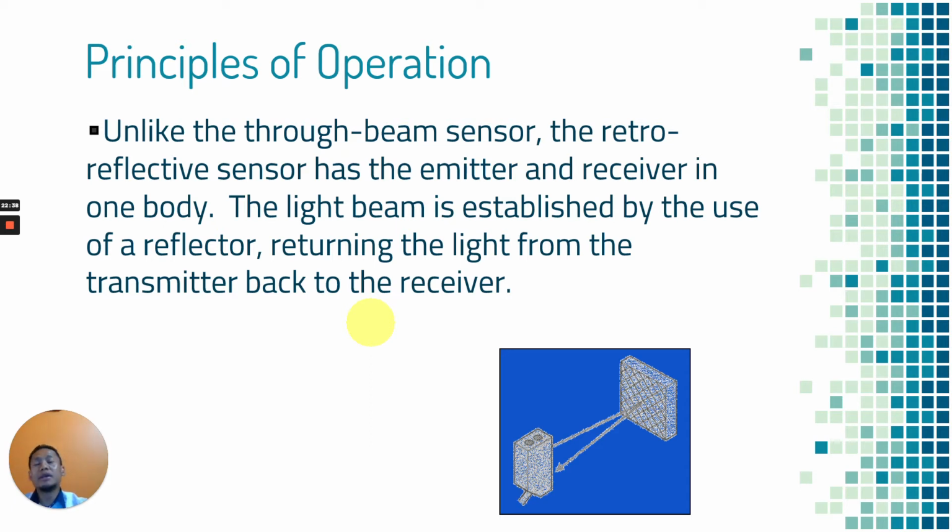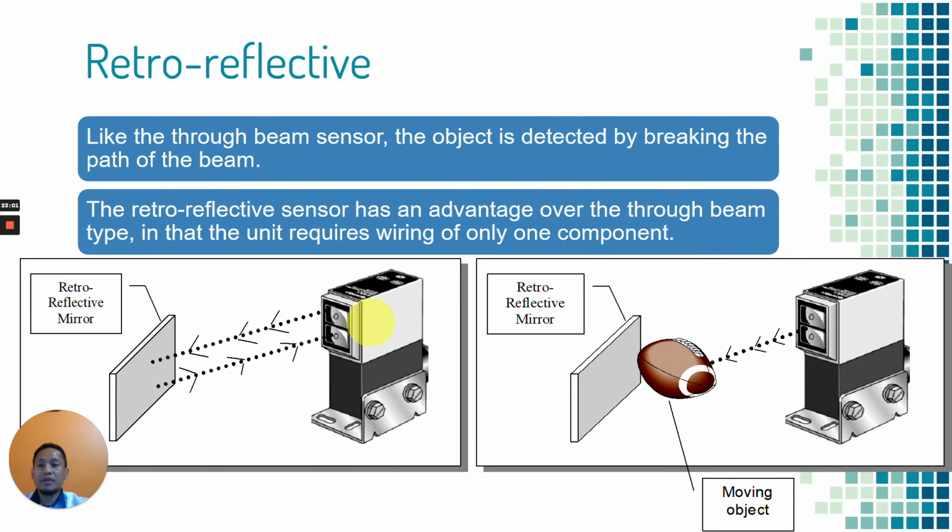So bila receiver signal ada send signal, maksudnya objek tak ada. So kalau receiver dia tak menerima sebarang information daripada light, daripada retroreflective materials, maksudnya ada objek. This is the retroreflective, for example. So we have one object, rugby for the object, moving. When the receiver didn't receive any signal from the emitter, it means the object is present.